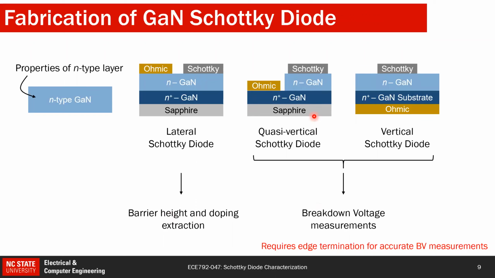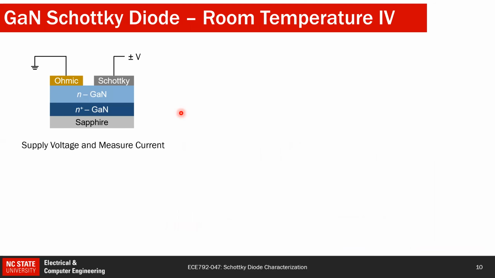But to do the breakdown voltage measurement, we know that we also need an edge termination, because if you don't have it, then you will get a premature breakdown and you may not get the actual breakdown limit of the particular material. So let's say you went to the clean room and fabricated the structure, and now you go to the characterization lab and you want to measure IV and CV and extract all the parameters. So I will show it one by one.